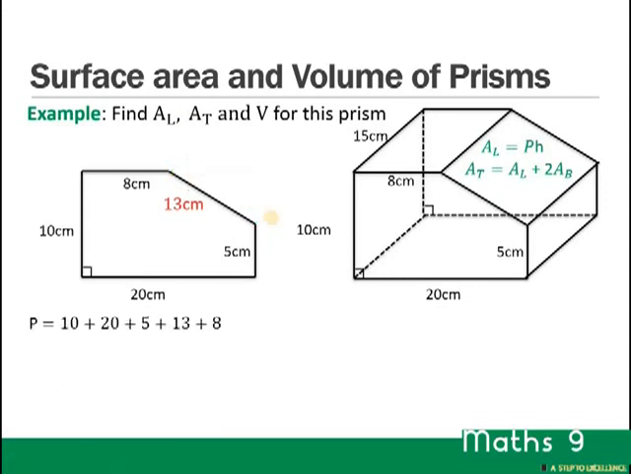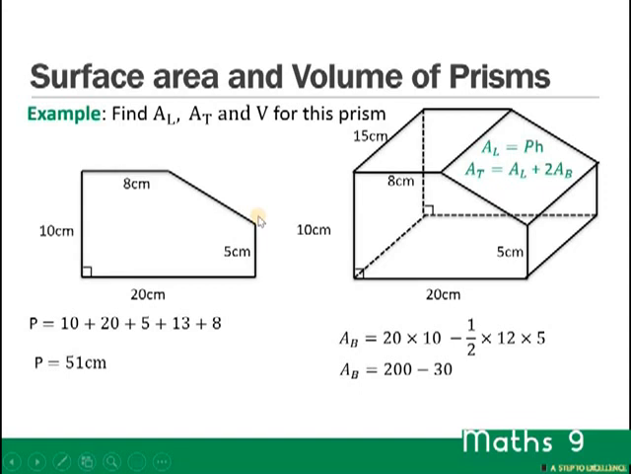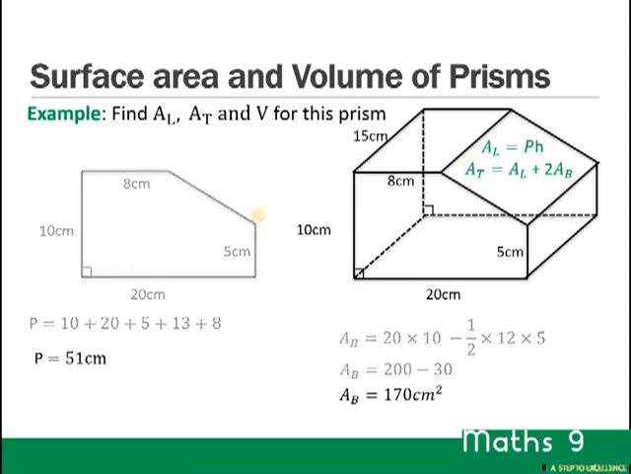Now we can find the perimeter of the base. It's 10 plus 20 plus 5 plus 13 plus 8, which is 51 centimeters. The area of this base is the area of the whole rectangle minus this missing triangle here. So it's 20 times 10 for the whole rectangle minus a half times 12 times 5, which is 200 minus 30, which is 170 centimeters.